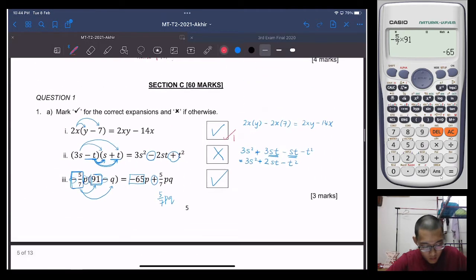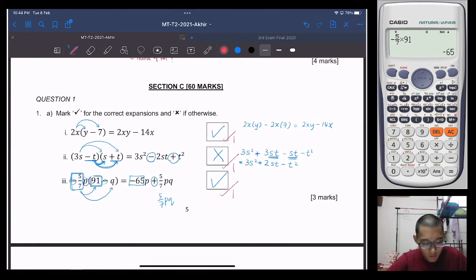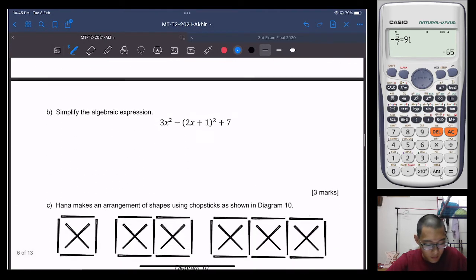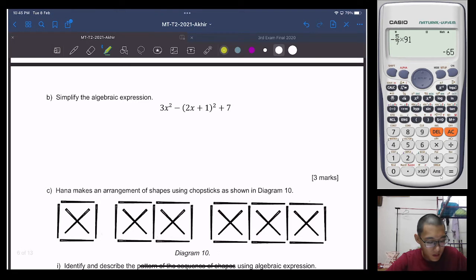Each correct answer will receive 1 mark. Second, we try to simplify. That means you need to expand it and then combine like terms, so each like term becomes one only. You can start from here because we have enough space. First, we solve this one, because it's already factorized, so we try to expand it.